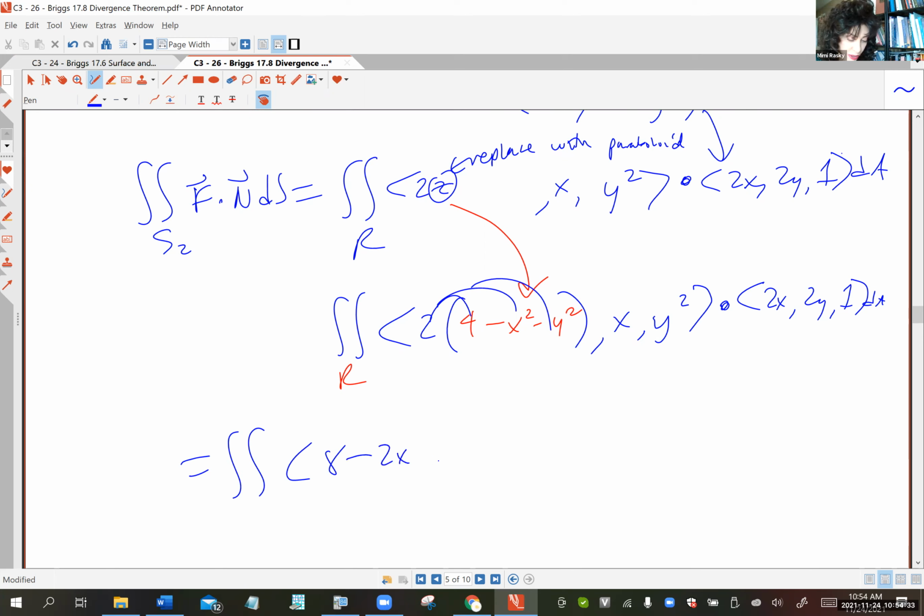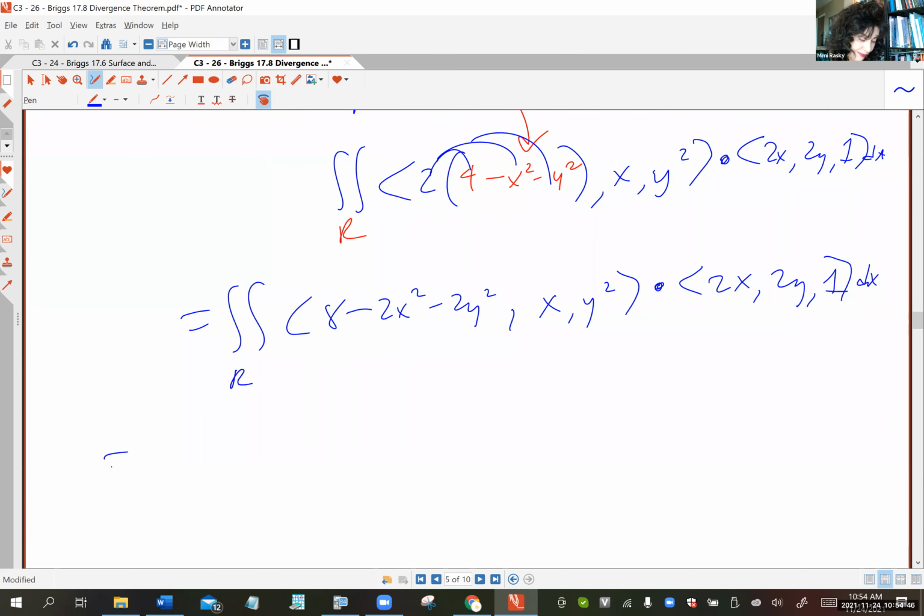8 minus 2x squared minus 2y squared. And then we have an x and a y squared. And then we're going to take a dot product. Oh, yeah, it's going to get really kind of gross. All right, so here we go. Let's do the dot product, shall we?